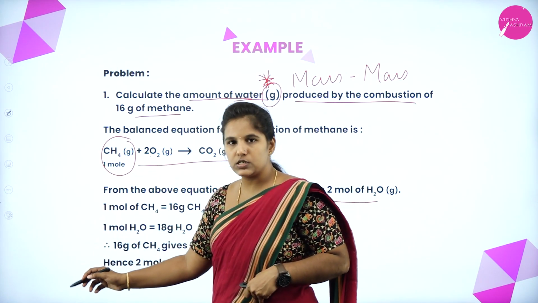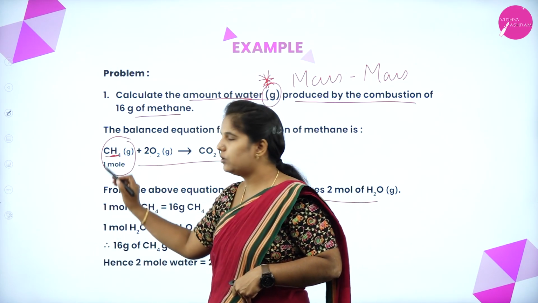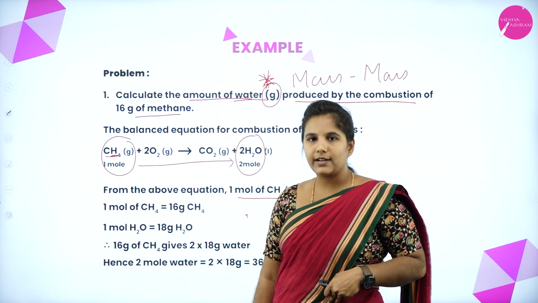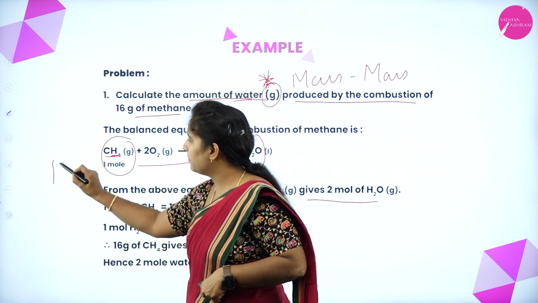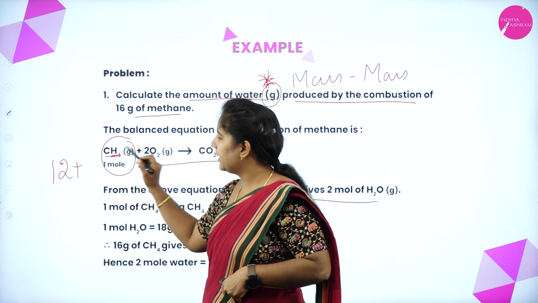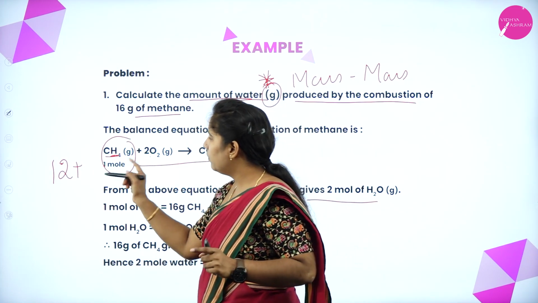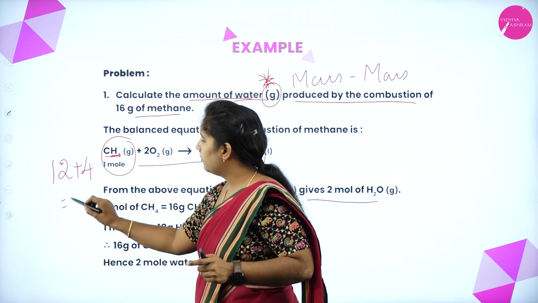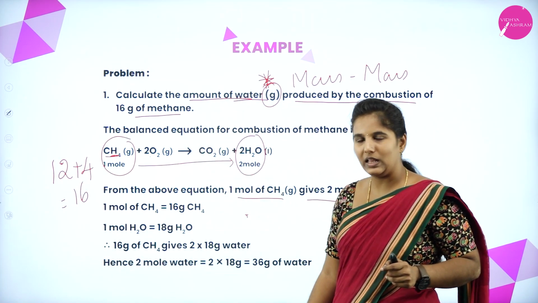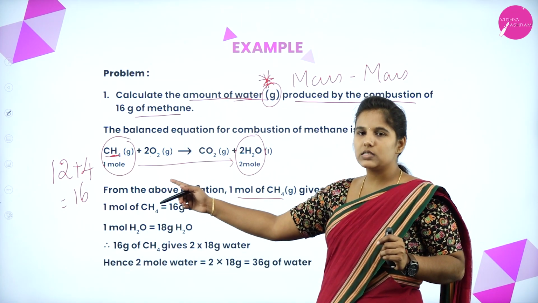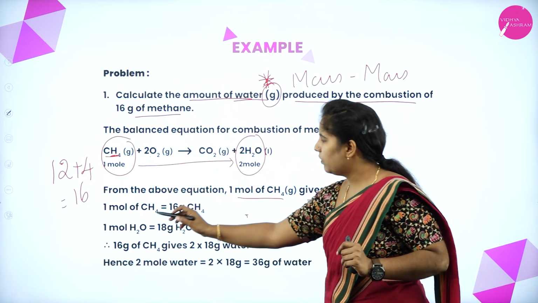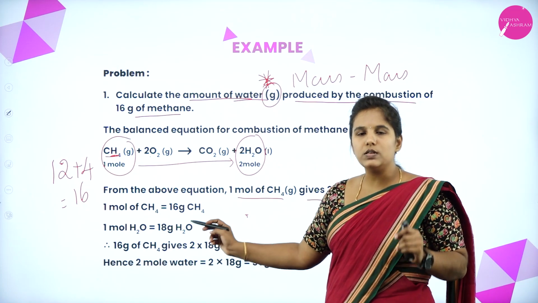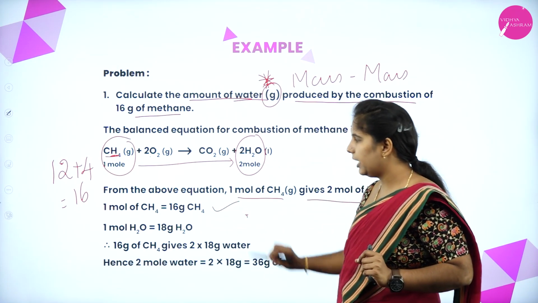We just came to know that we need to add the atomic masses. How to add? For the carbon, the atomic mass is 12, plus the atomic mass of hydrogen is 1 into 4, so it becomes 4. Total it is 16. So this is the mass of the methane in gram. So 1 mole of methane is equal to 16 gram of methane.